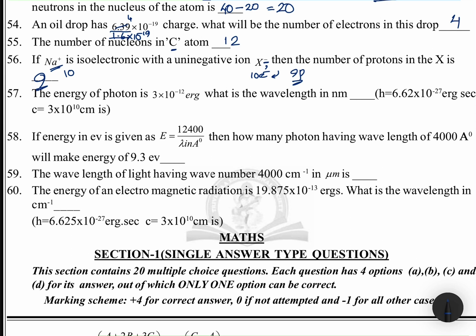The energy of a photon is 3 times 10 to the power of minus 12 erg. What is the wavelength? Energy is given, wavelength is asked. E is equal to hc by lambda, or lambda is equal to hc by E. h is 6.62 times 10 to the power of minus 27 erg second, and c is 3 times 10 to the power of 10 centimeters per second. Energy is given here as 3 times 10 to the power of minus 12. If you simplify this, you will get the answer as 662.